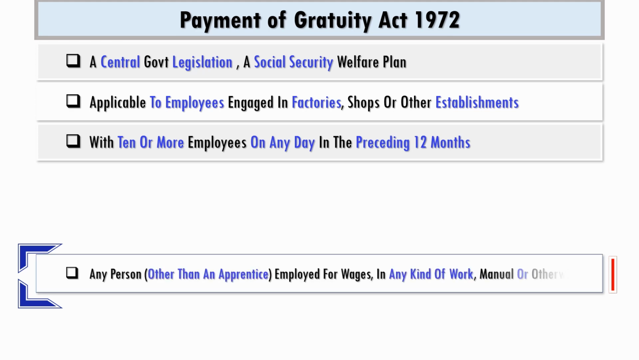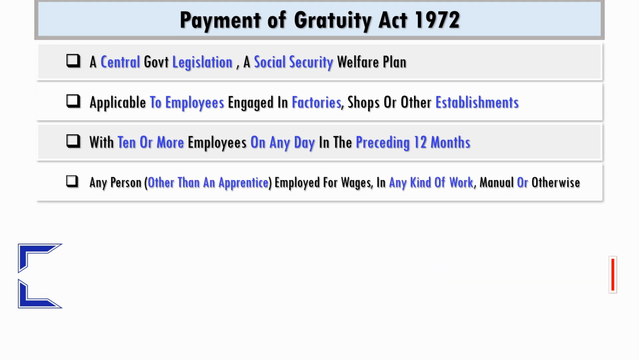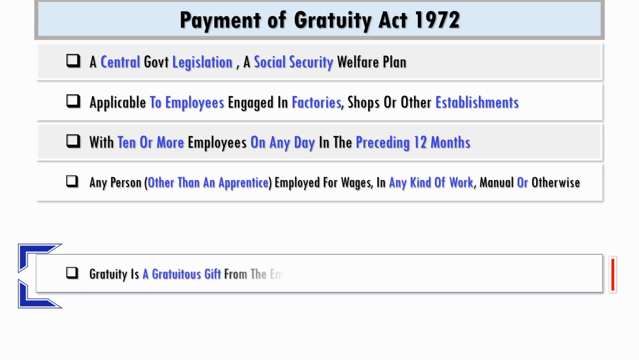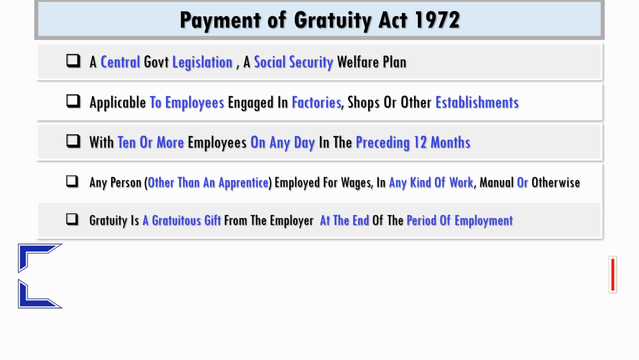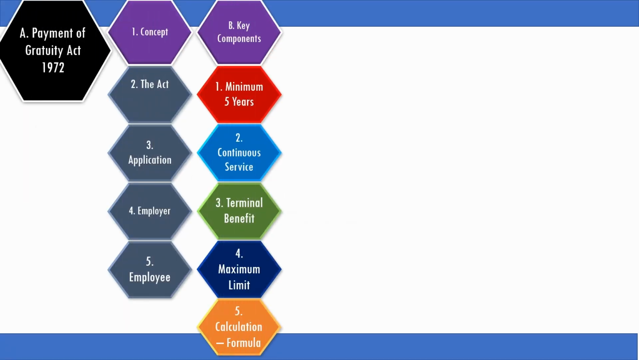It covers any person other than an apprentice employed for wages in any kind of work, manual or otherwise. It is a gratuitous gift from the employer made at the end of the period of employment. Key components: continuous service, terminal benefit, maximum limit, and the formula of calculation.